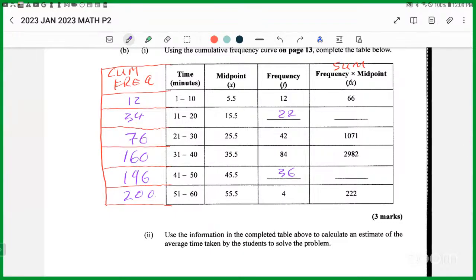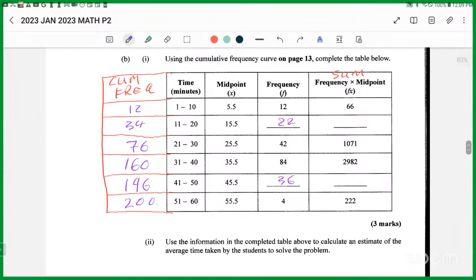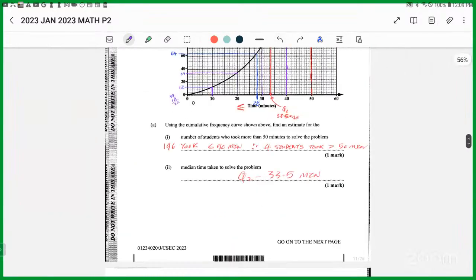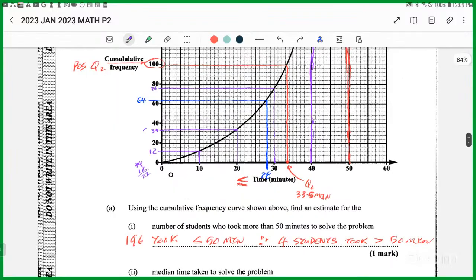Just to show you how you get the table from the graph. Something that you have to practice, something they've been asking in CSEC in recent times. How do you get the frequency table from the graph? Remember, the frequency values are the values in the intervals. So the interval in here.